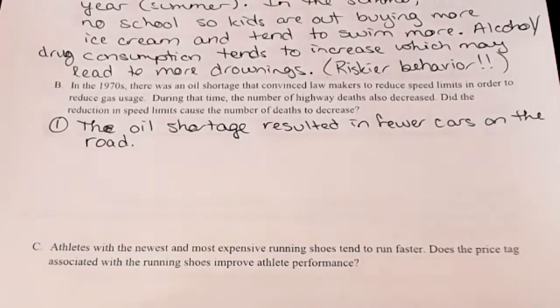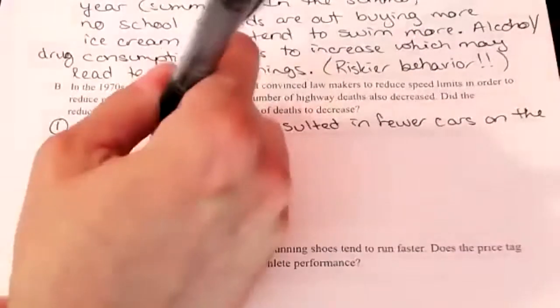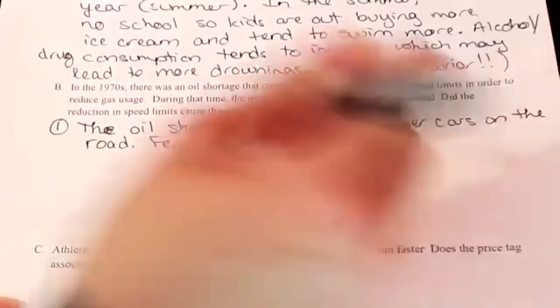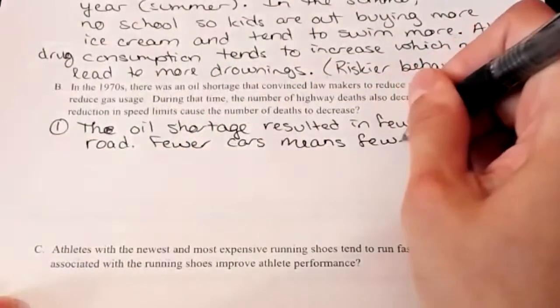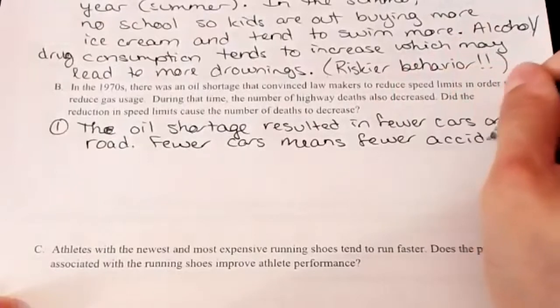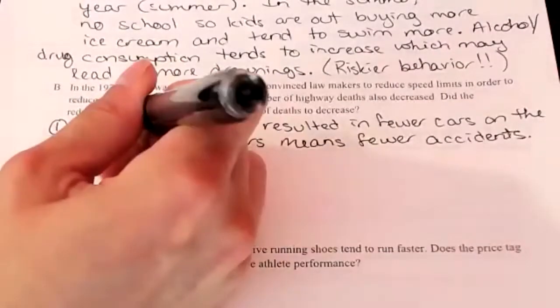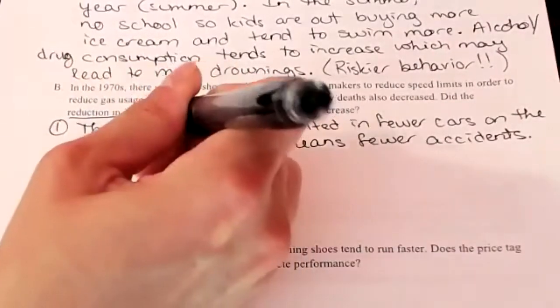If there's less people on the road, then there's less people to get into accidents. Very true. Fewer people or fewer cars means fewer accidents, right? Perfect. Speed is usually a factor when it comes to car accident deaths. That is true.